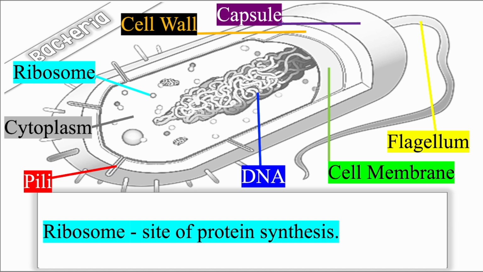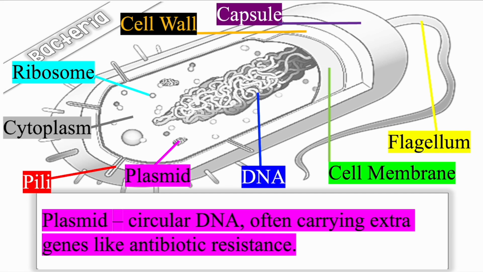These bacterial ribosomes differ slightly in size and composition from those of eukaryotic cells, making them the target for certain antibiotics. A plasmid is a small circular double-stranded DNA molecule found in bacteria, separate from the chromosomal DNA, often carrying genes beneficial for survival, like antibiotic resistance.